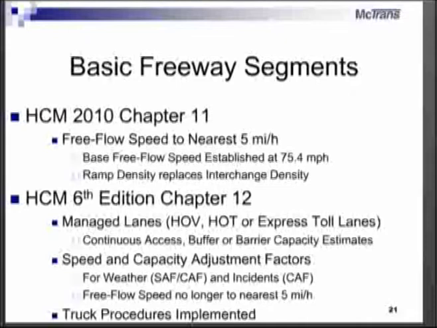In 2010, the biggest change was that the free flow speed curves were no longer interpolated. If you had 67 miles per hour free flow speed, you pretended you had 65. If you had 68 miles per hour, you pretended you had 70. You went to the nearest 5 miles per hour. The base free flow speed that was 75 rural, 70 urban, that default was changed to 75.4 as a static number. Ramp density replaced interchange density in the free flow speed equation.